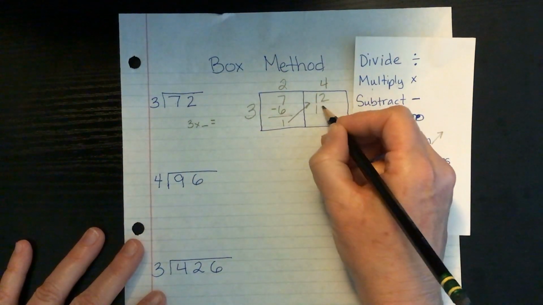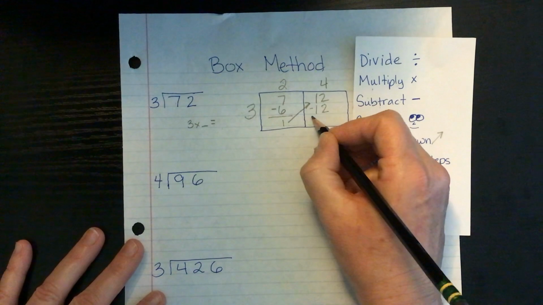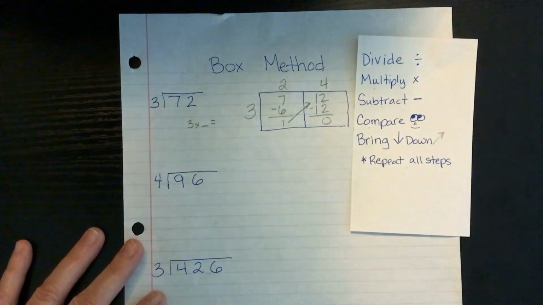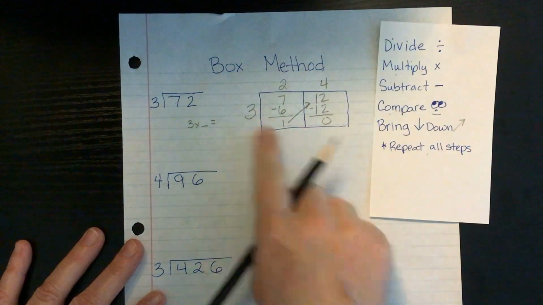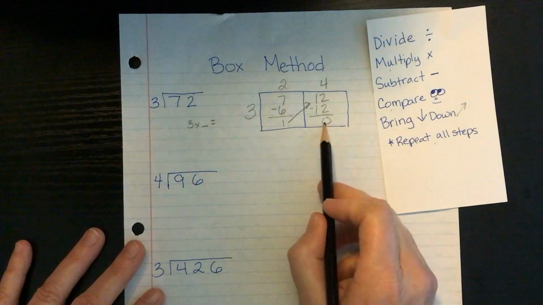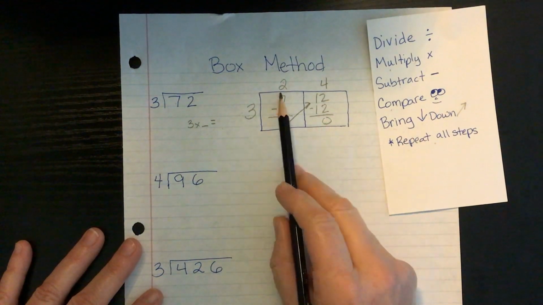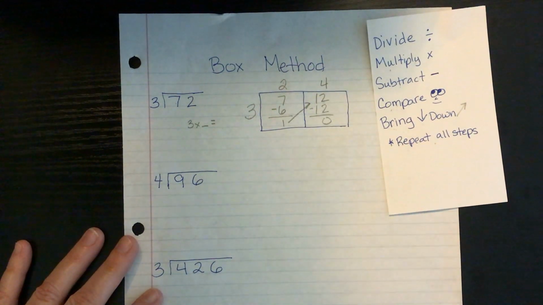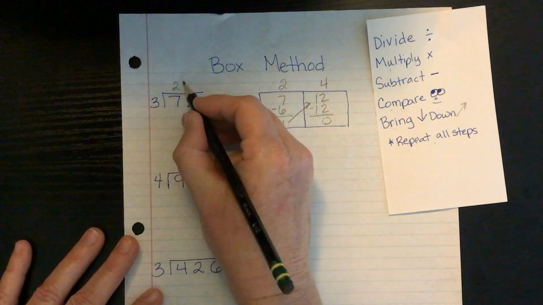I can't get any closer to 12 than 12. When I subtract, boop, I have nothing. I compare, it's less than my divisor. I happen to not have a remainder at all. My answer is just 24. I could even write that over here, 24.